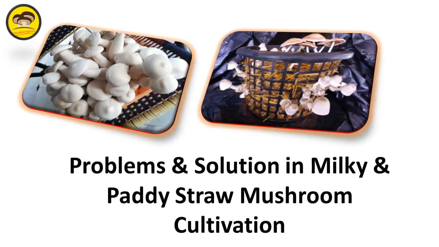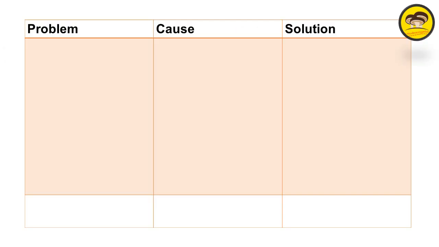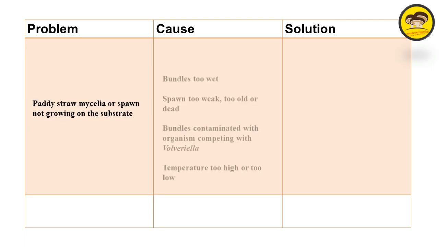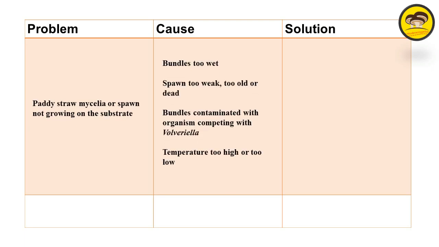Problems and solutions in milky and paddy straw mushroom cultivation. Paddy straw mycelia or spawn not growing on the substrate: bundles too wet, spawn too weak, too old or dead, bundles contaminated with organisms competing with Volvariella, temperature too high or too low.